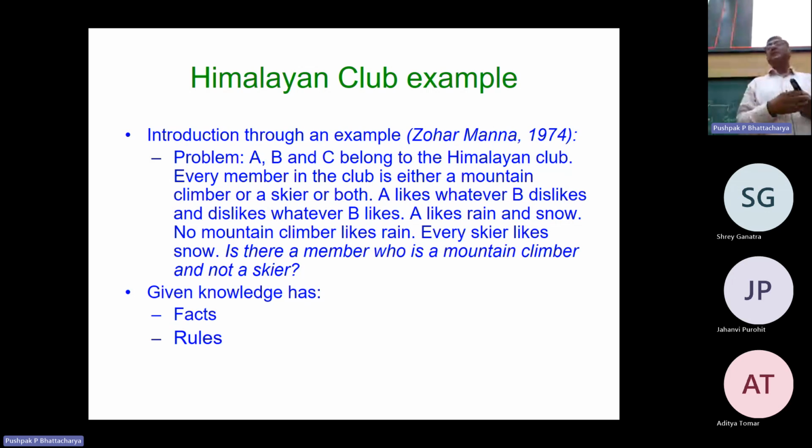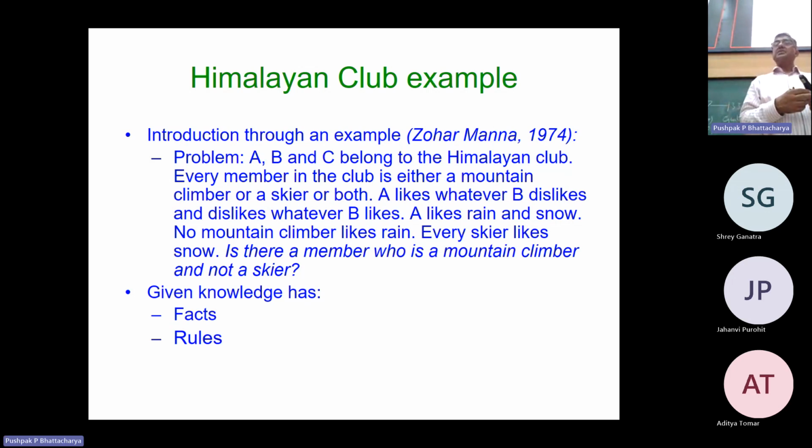Here's an interesting problem. A, B, and C belong to a club called the Himalayan Club. This example is from a book called Theory of Computation by Zohar Manna. Every member in the club is either a mountain climber or a skier or both. There is no other option. A likes whatever B dislikes and dislikes whatever B likes. They are kind of sworn enemies, let's say.